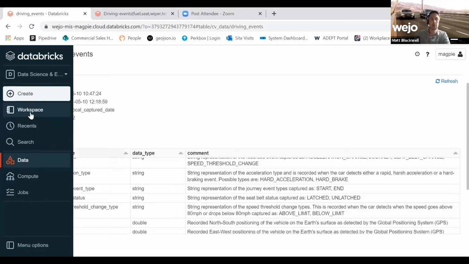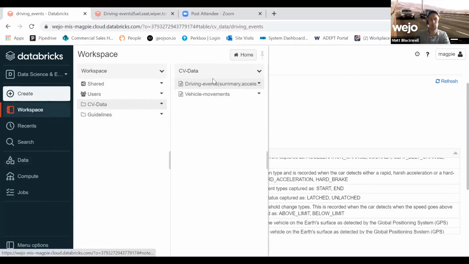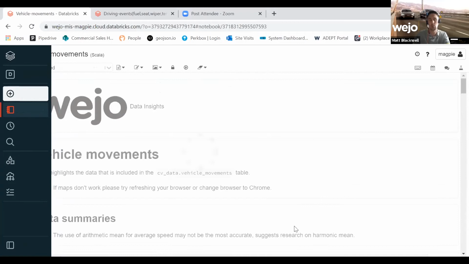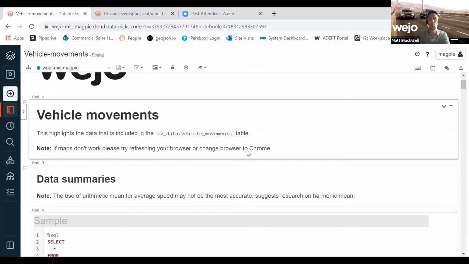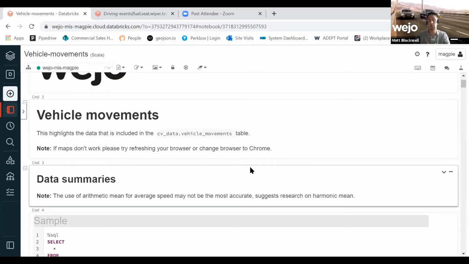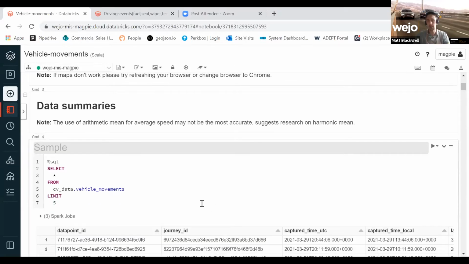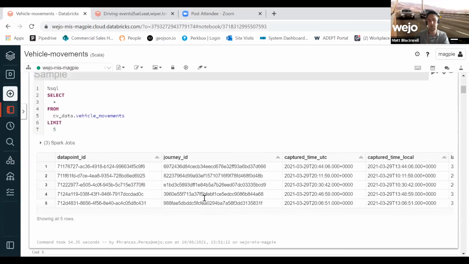In terms of the way that the actual data is structured within the Wejo Sample Preview environment, with the vehicle movements data, we have set this up with pre-built notebooks for you so that you don't have to create queries from scratch. For anybody on the session today who is a data scientist or a data analyst, you'll hopefully be familiar with the way that these queries are structured. We use SQL here. We've had users that have been familiar with RStudio and also with Python as well.